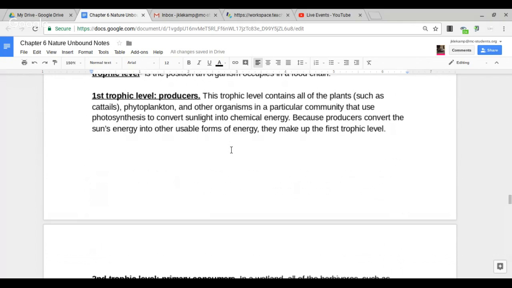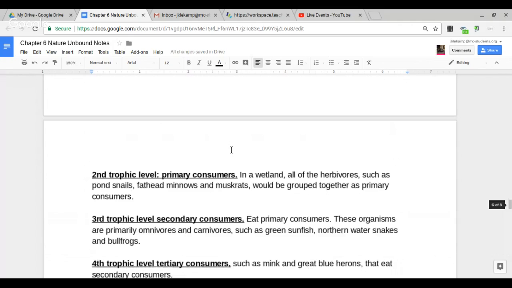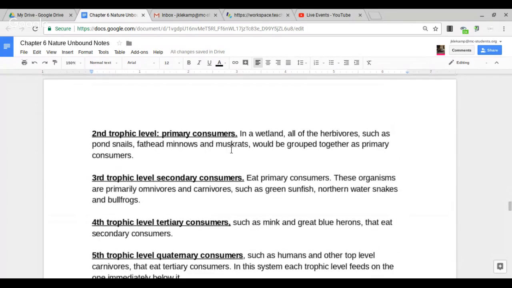They're going to take the sunlight again and create that chemical energy for themselves. They're producers, so they are that baseline. Then we have the second trophic level, which we call primary consumers. They're what we would consider an herbivore, so they're going to eat the primary producers.